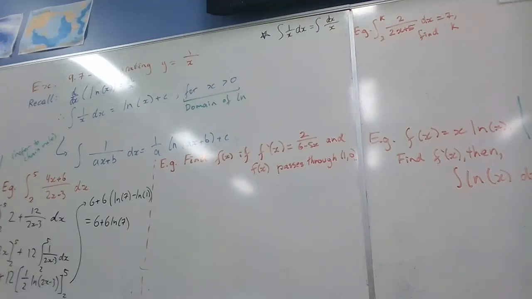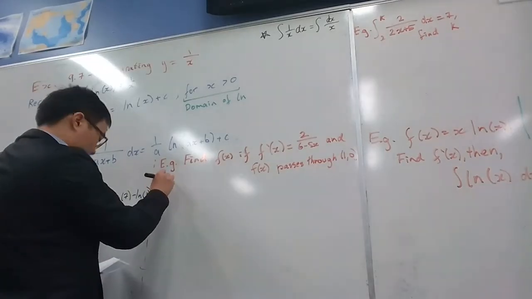We're going to do a very similar example, the only difference being, of course, that it is an application question where you're looking for a function. In the second example, it says find f of x if f dash of x equals 2 over 6 minus 5x, and it passes through (1, 0). So the same principles apply.